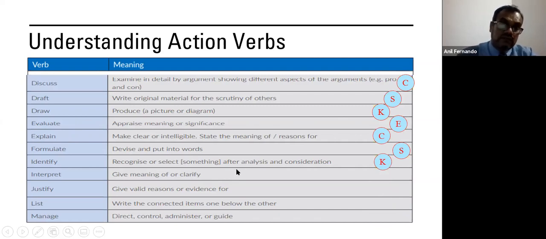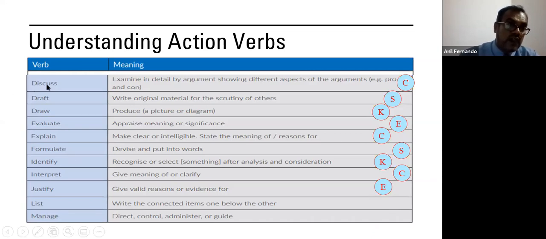Some are lower level, though they are required at your stage, you need to pay more attention to the higher order level action verbs. Interpret, it's comprehension, it's understanding, give meaning of or clarity. Justify: justification cannot be done without having reasons, analysis, valid reasons.